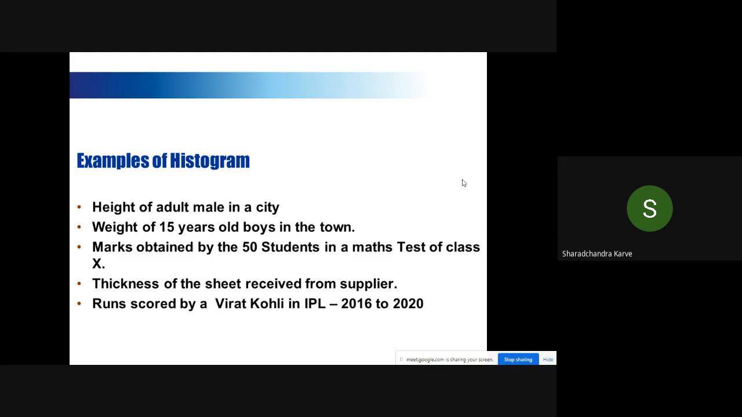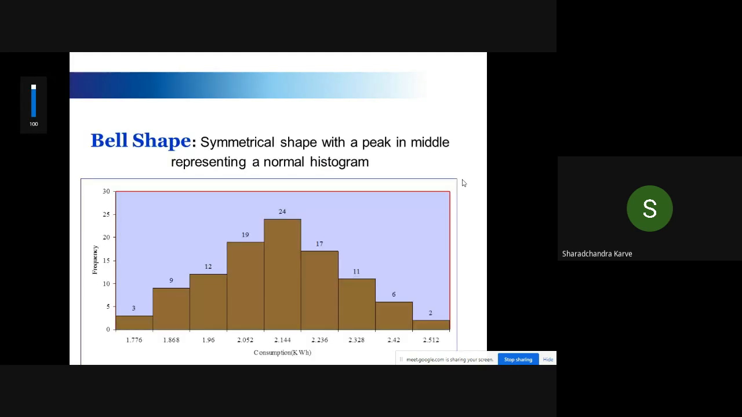And if you want to compare the marks of students, or the score of Virat Kohli in IPL 16-20, or rather if you want to compare the performance of Rohit Sharma and Virat Kohli, you can have both histograms for both, so that you can understand whose average is better, who has a better variation, etc. That is, comparing two data sets is a use of a histogram. Next slide, please.